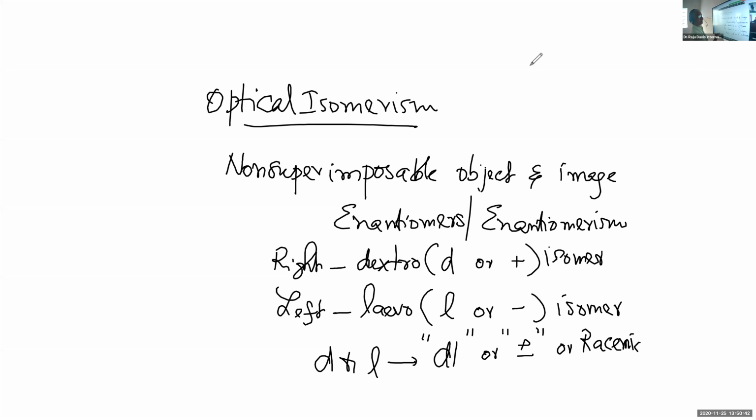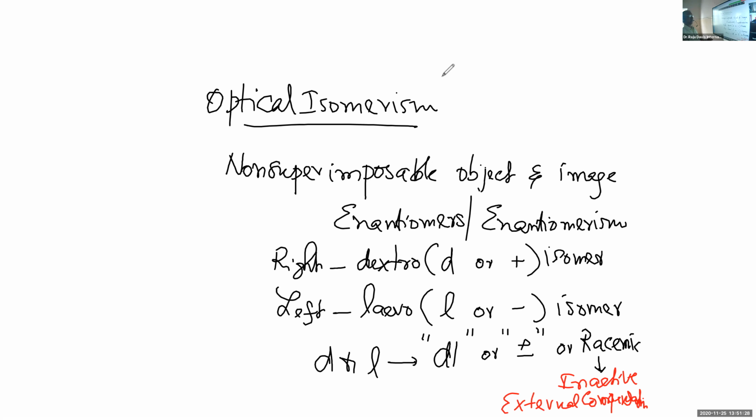See, D form is optically active. L form is optically active. You take an equimolar mixture, that is a racemic form or a plus minus form or DL form. That is optically inactive. The racemic mixture is optically inactive. There is no resultant optical rotation. And that is due to the compensation. We call it external compensation of the rotation.